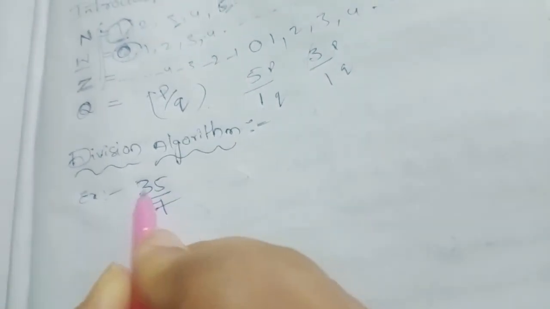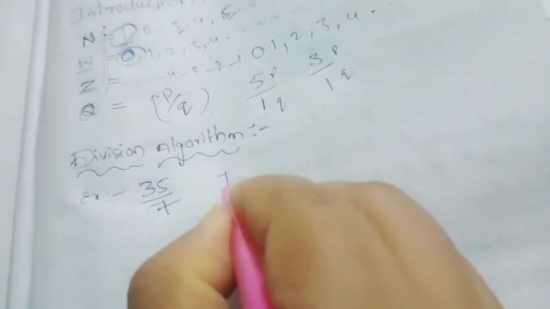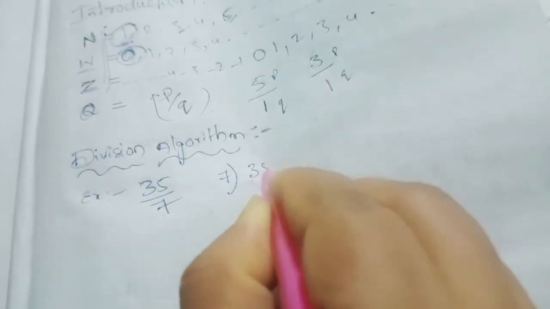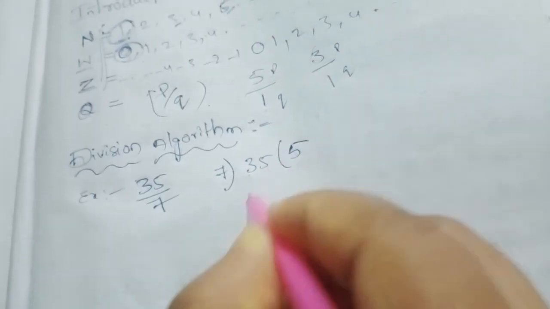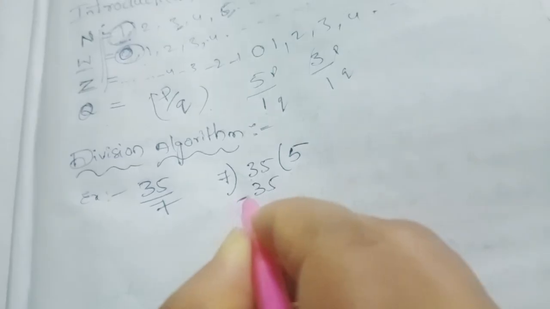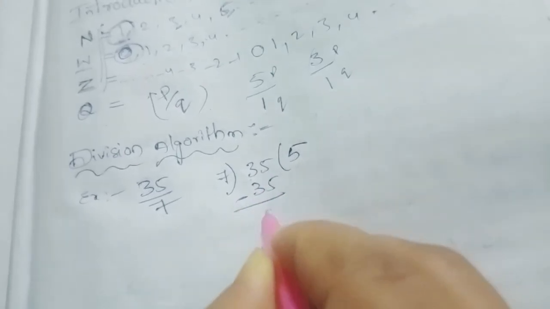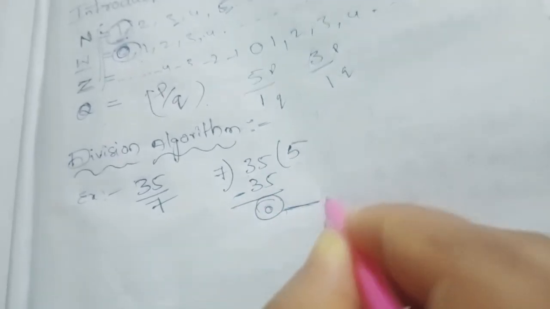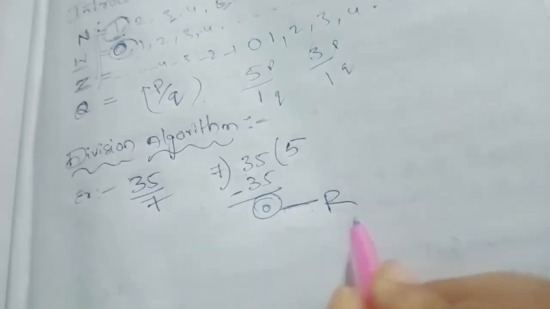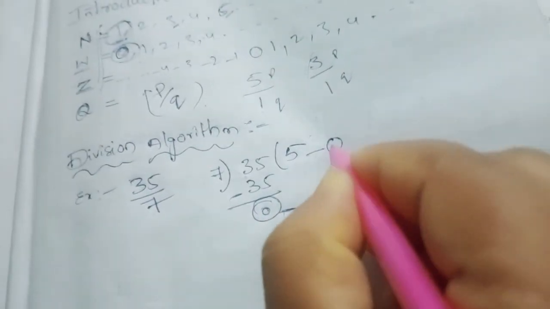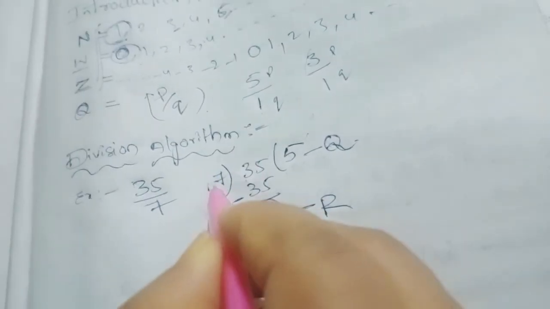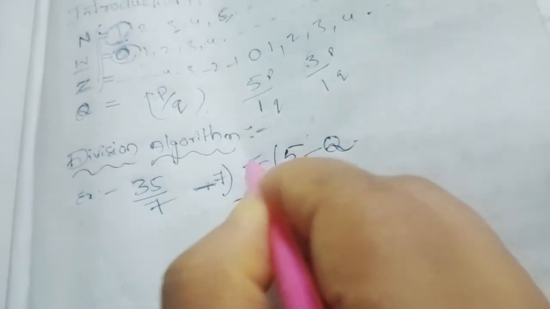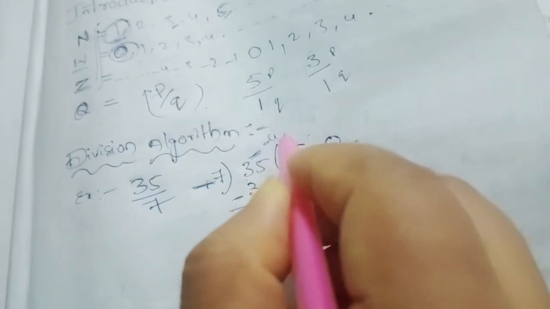For example, 35 by 7. We can do this division. 7 fives are 35. Subtraction, 35 minus 35 is 0. So this is the remainder. This is the quotient, this is the divisor, and this one is the dividend.